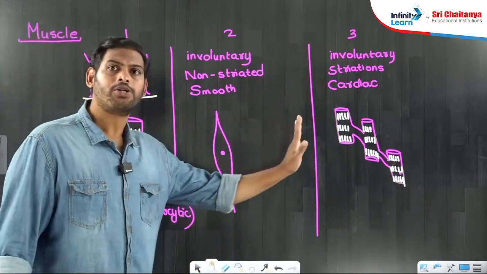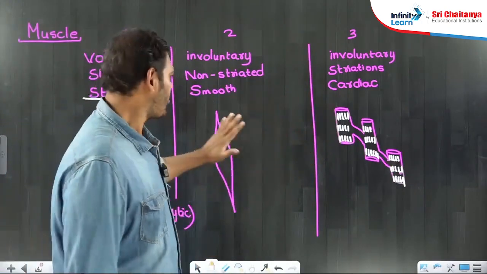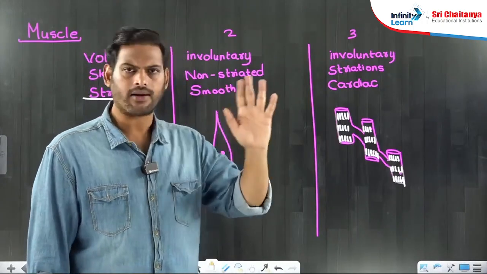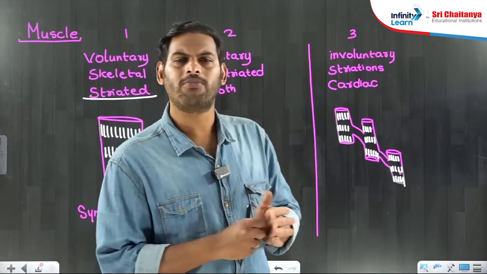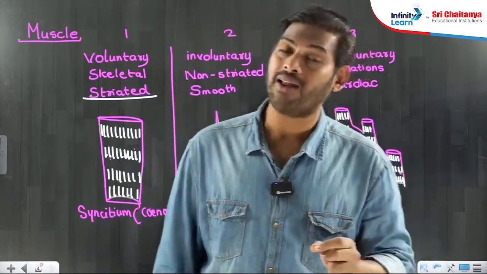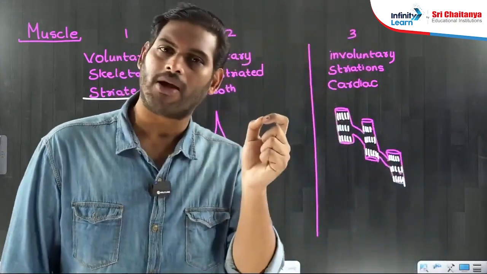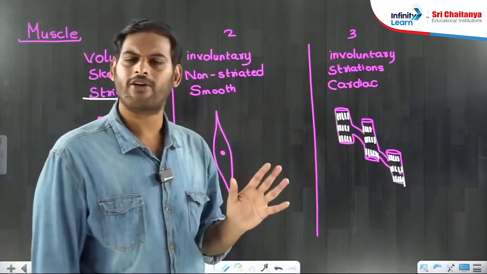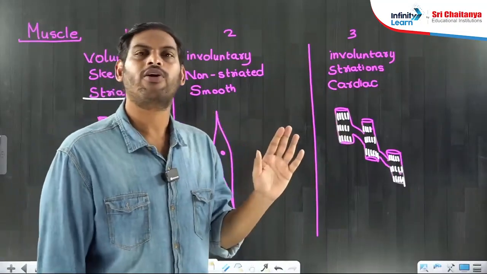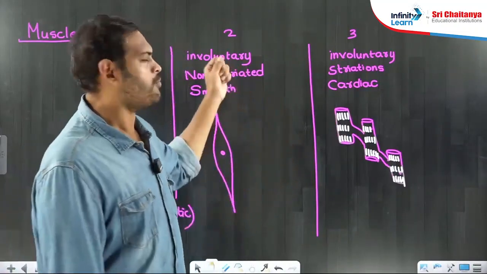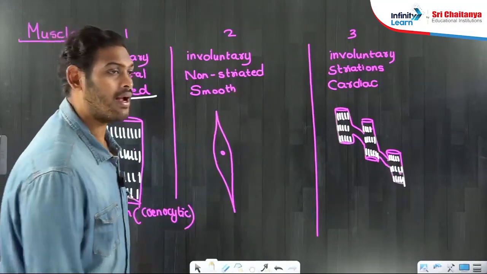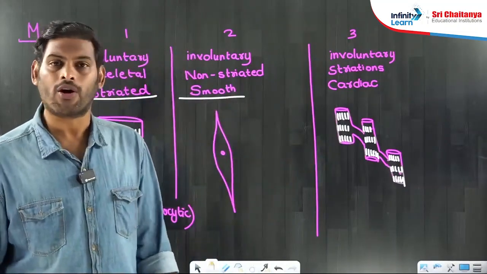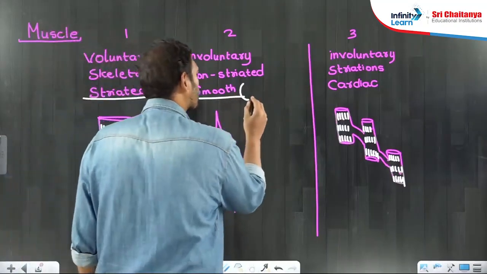But no such striations are found in smooth muscle. Smooth muscle does have actin and myosin, but the arrangement of actin and myosin is not like this. It is randomly arranged, therefore there is no striated appearance in smooth muscle, and it looks smooth. And as it is found in the inner parts of your body, some doctors also call them visceral muscles.